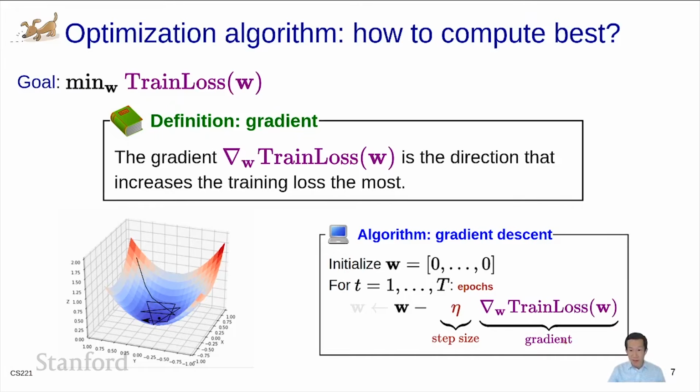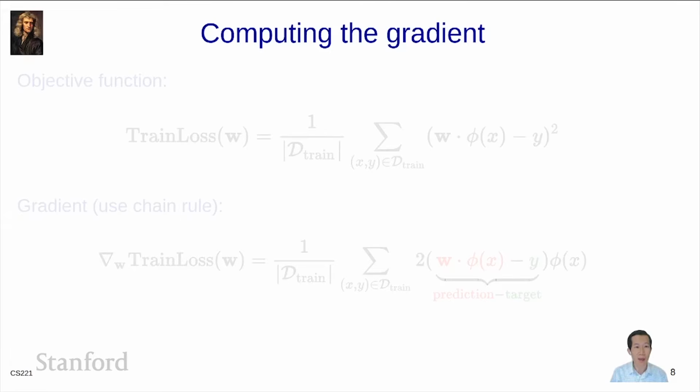Okay, so that's it. There's 3 lines and really only 1 line that's of interest here. And that's all there is to gradient descent. Okay, so at least at an abstract level. So all that remains to do is to actually compute the gradient.